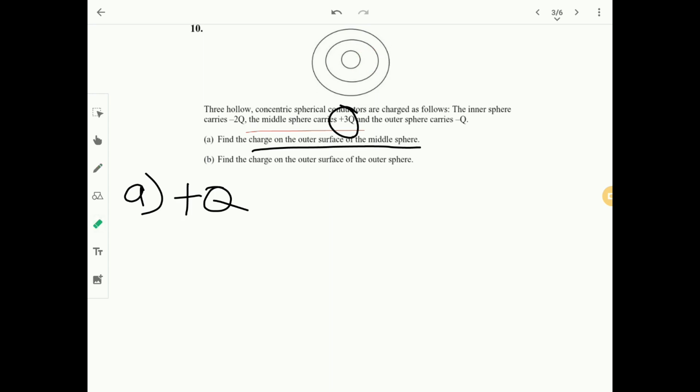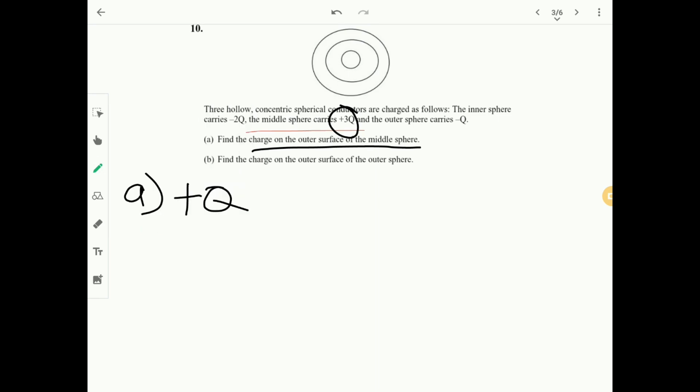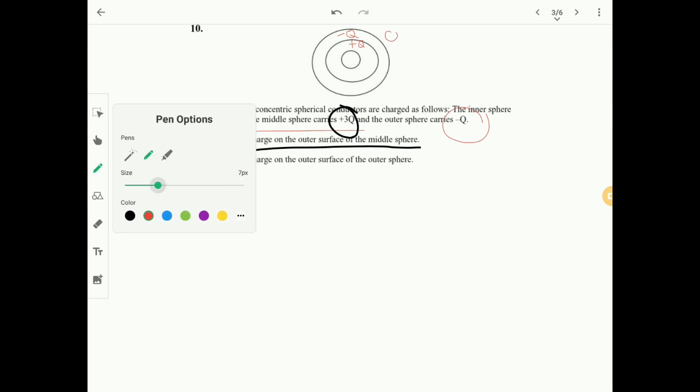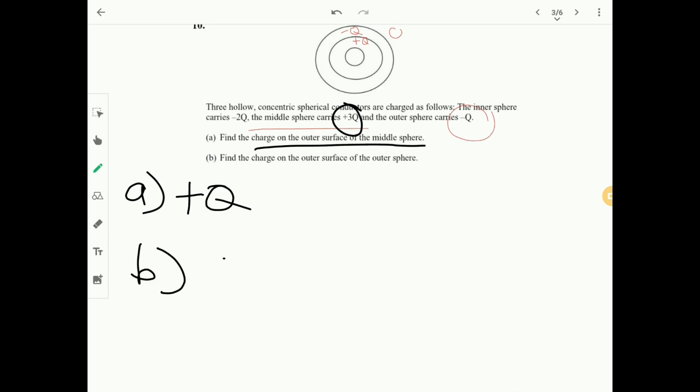Now I'll erase that and we'll continue on. Let's make it small again and red. We have plus q on the outside. That causes a minus q here on the inner surface of the outer sphere. And since the whole outer sphere has to contain a minus q, outside is 0. So now going back, B says find the charge on the outer surface of the outer sphere. 0, because the inner surface has all the charge. And that's it. Very simple.